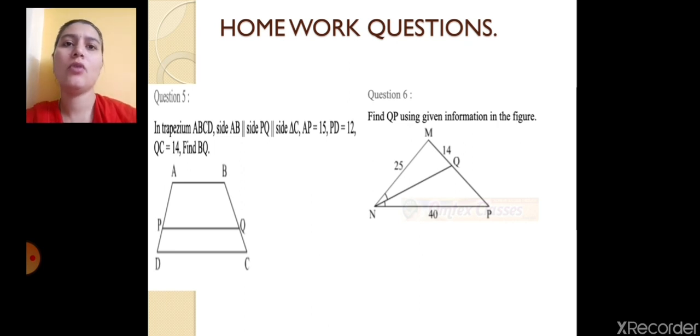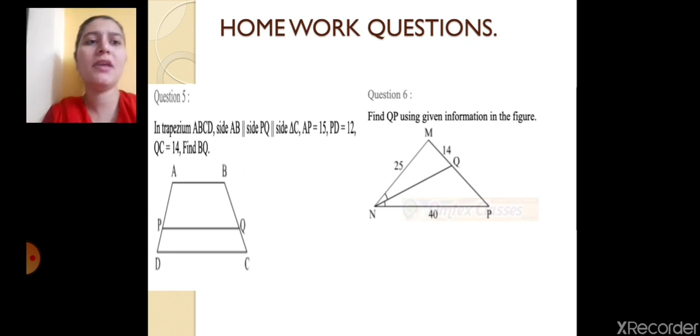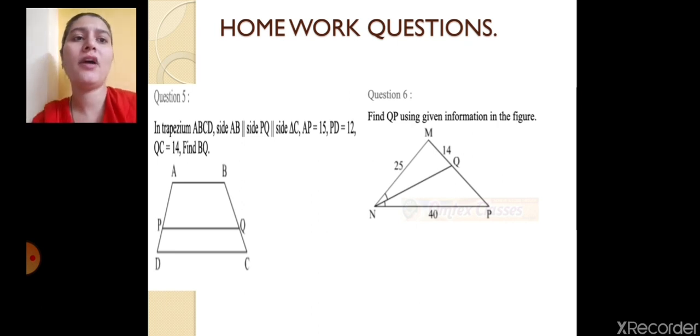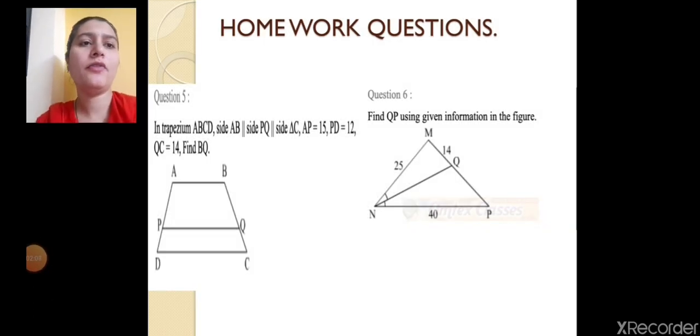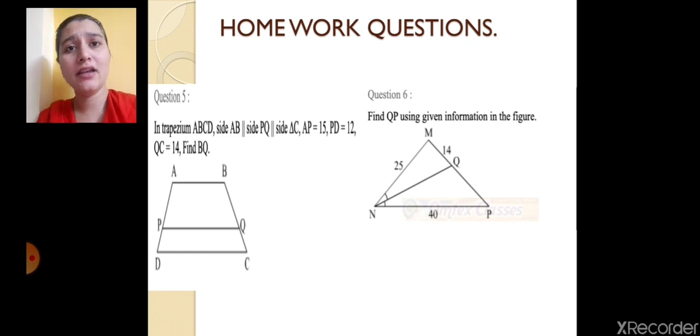Next we come to question number 6. Triangle MNP is given to you. You have to find the value of QP. Okay. So here QP, how to find? When I'm talking about angle N, you can see angle N is having two angles here. Two angles are equal, that is angle MNQ is equal to angle QNP. When two angles are equal, I can use angle bisector theorem and here take the ratios very properly and then cross multiply it and get the final answer.